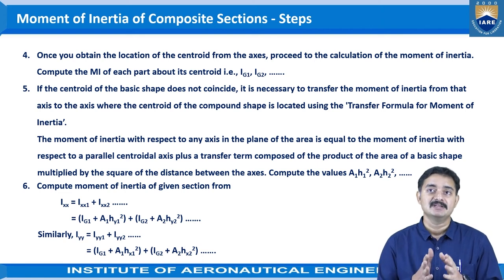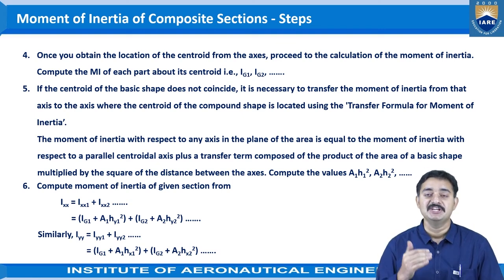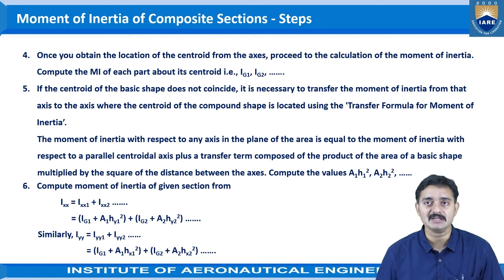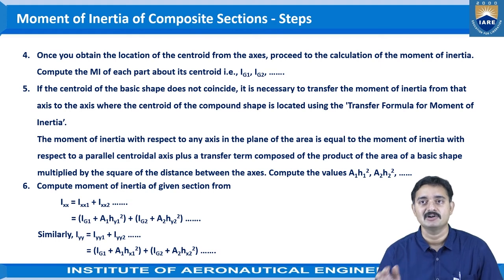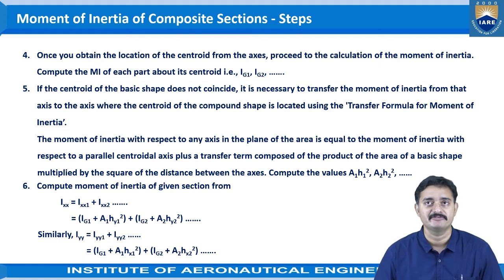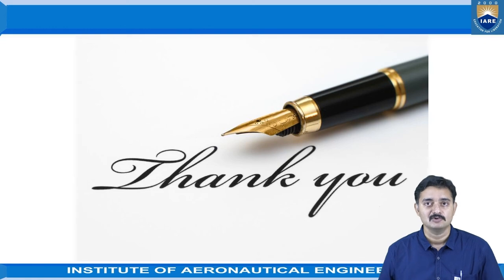You do remember these terms which are between the addition sign are the individual elements moment of inertia with respect to the centroidal axis and parallel axis. So once you summate or make the summation of all these terms, you will be obtaining the final moment of inertia. This concludes the session.